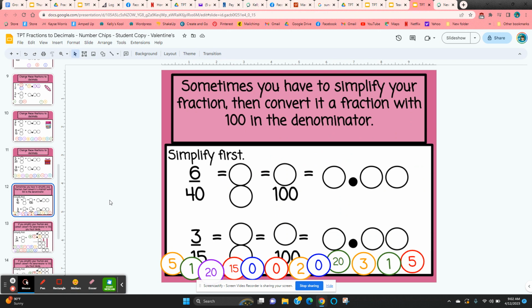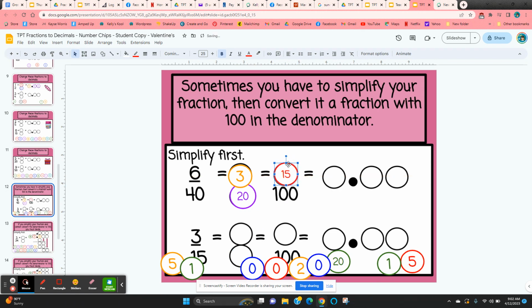Now, when they get to slide 12, on this one, they can't just convert straight to an equivalent fraction with 100 in the denominator. I can't scale up 40 to get 100. So on these fractions, they have to simplify first. So if I divide numerator and denominator by 2, I'm going to get 3/20ths. Then I can convert it to an equivalent fraction by multiplying by 5. I get 15 hundredths and then change it to a decimal.